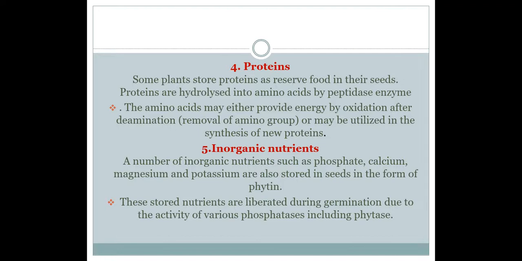Okay, next is protein. Some plants store protein as a reserve food in their seeds. Proteins are hydrolyzed into amino acids by peptidase enzyme. The amino acids may further provide energy by oxidation after deamination or may be utilized in the synthesis of new proteins. And the last one is inorganic nutrients. A number of inorganic nutrients such as phosphate, calcium, magnesium and potassium are also stored in seed in the form of phytin. These stored nutrients are liberated during germination due to the activity of various phosphatases including phytase.